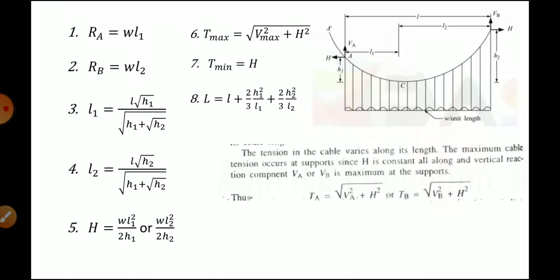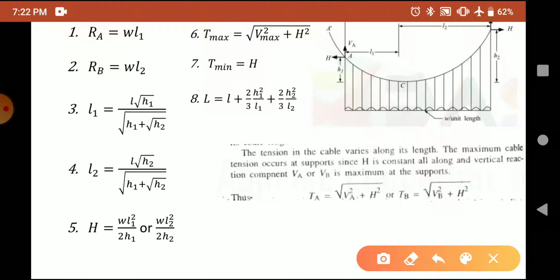RA, the reaction at end A, we will get by multiplying W into L1, where L1 is the distance between the lowest point and the support A. The reaction RB is equal to W into L2. And to find out what is the distance L1, or where is the lowest point from the left support, we can make use of this formula.